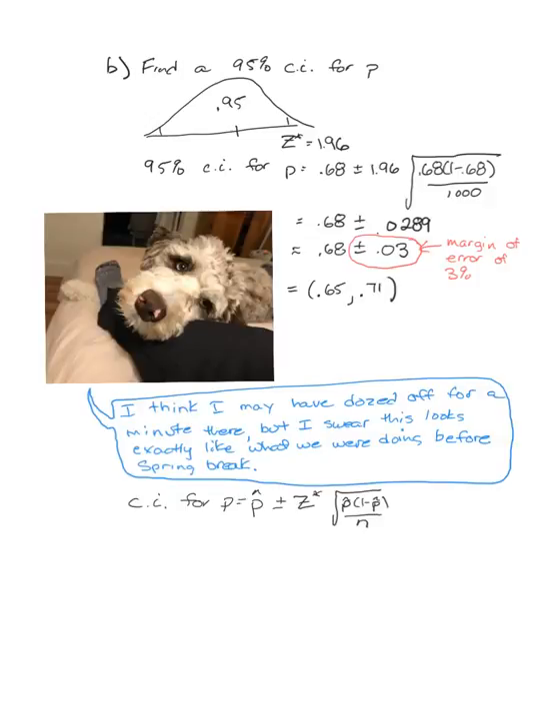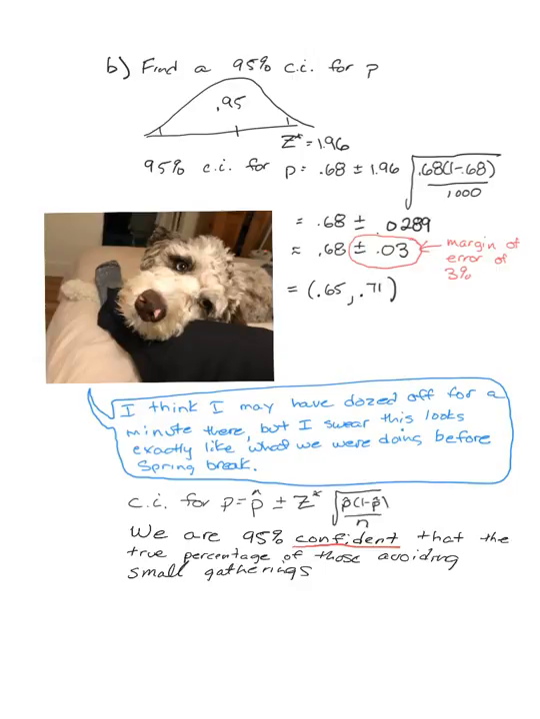So the formula looks almost exactly like what we were doing before spring break. The only difference is that our p's and our p hats are switched. So you've already mastered doing the calculations. What's different is the interpretation. The interpretation is that we can be 95% confident that the true percentage of those avoiding small gatherings is between 65 and 71%.